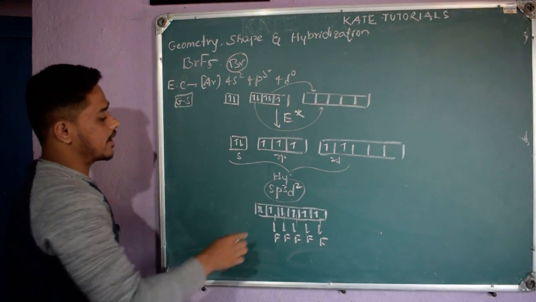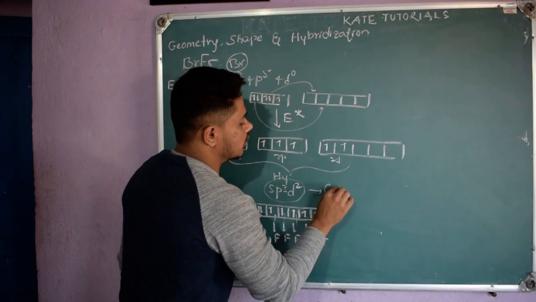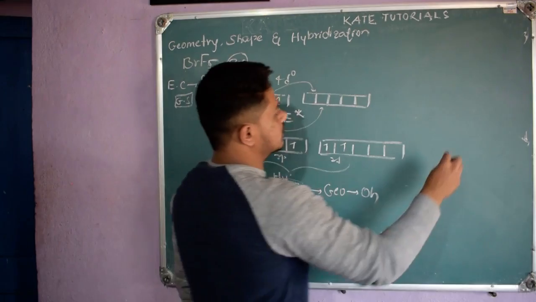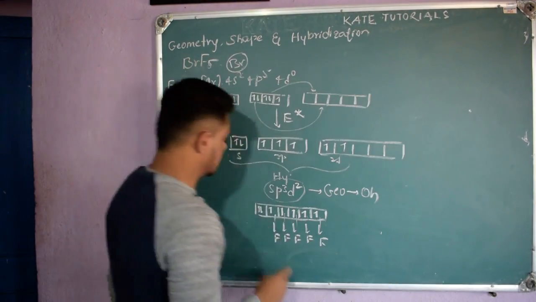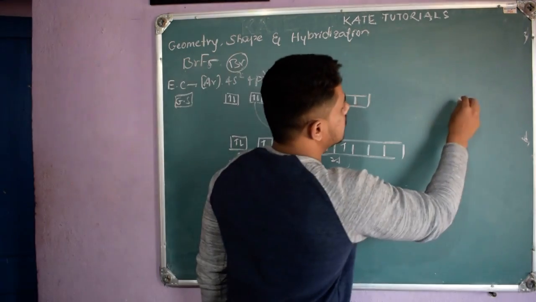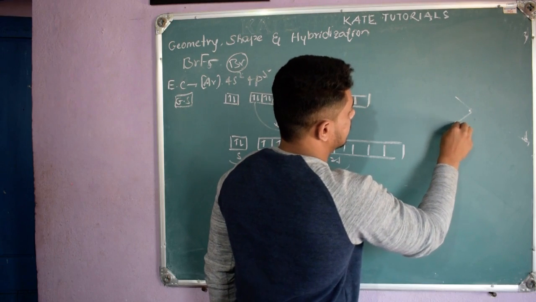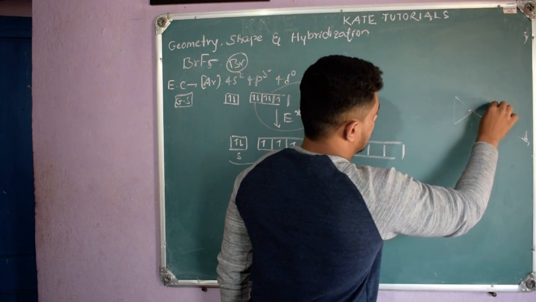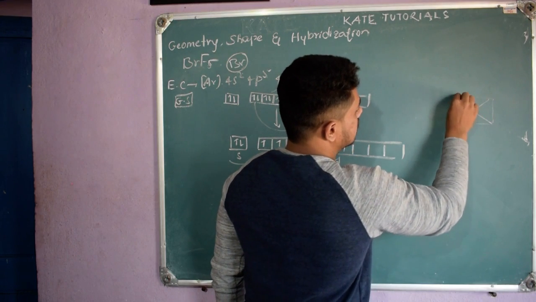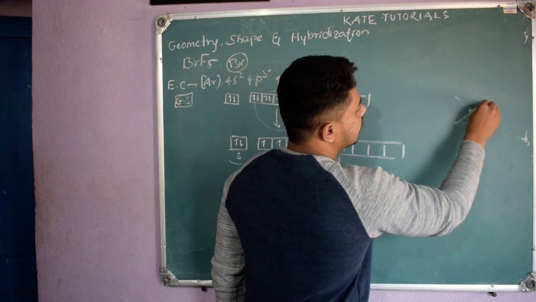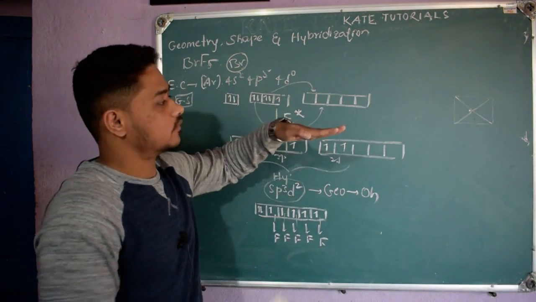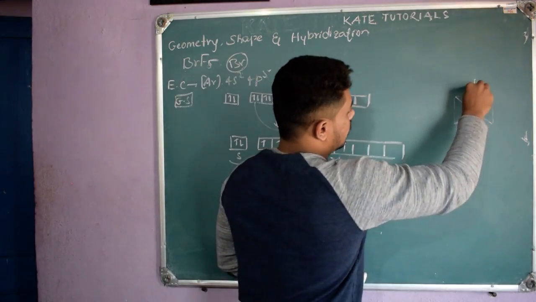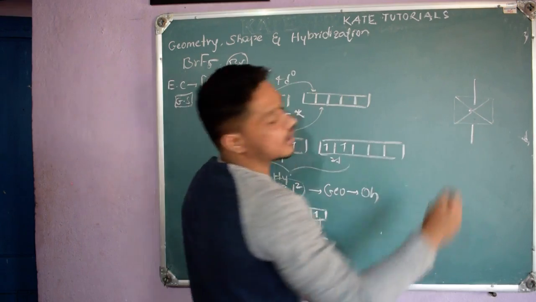And I told you if hybridization is sp3d2, geometry will be octahedral. Right. Octahedral means this. So this is my central atom, here in this case bromine, right? And here this is octahedral shape. This is what we call octahedral, right? All are in a single plane, 4 bonds: 1 bond, 2 bond, 3 bond, 4 bond. One bond will be above and the other bond will be below like this.